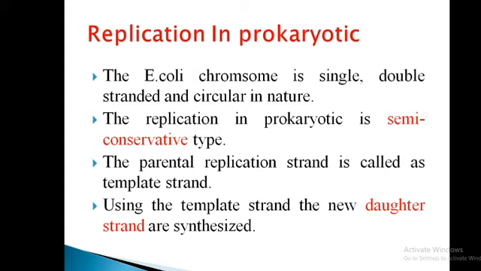DNA replication in prokaryotes: the E. coli chromosome is a single, double-stranded and circular in nature. The replication in prokaryotes is semi-conservative. The parental strands are called template strands. Using the template strands, the new daughter strands are synthesized.